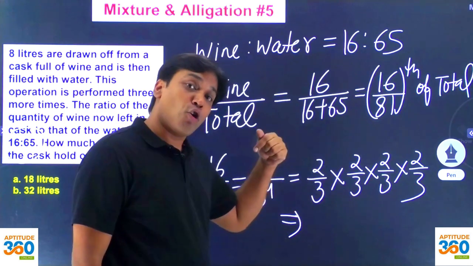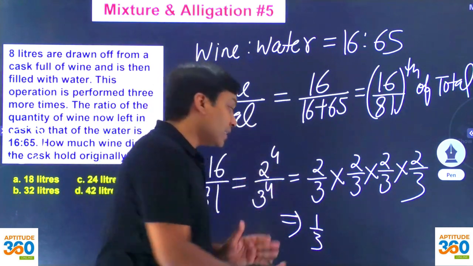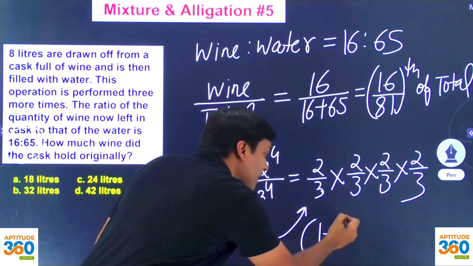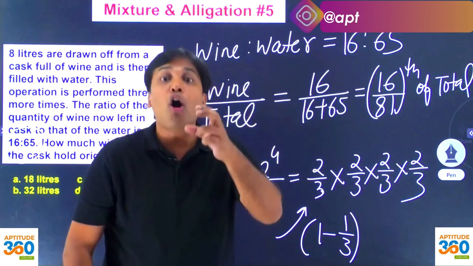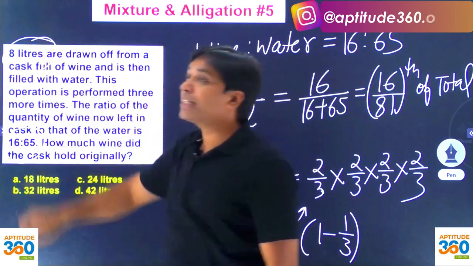And how much must have been replaced? In the first time also 1/3 must have been replaced. So 1 minus 1 by 3. How are you getting 2 by 3? So this is nothing but 1 minus 1 by 3. Only then you are left with 2 by 3. So 1 third is getting replaced. And as per the problem, this is 8 liters.